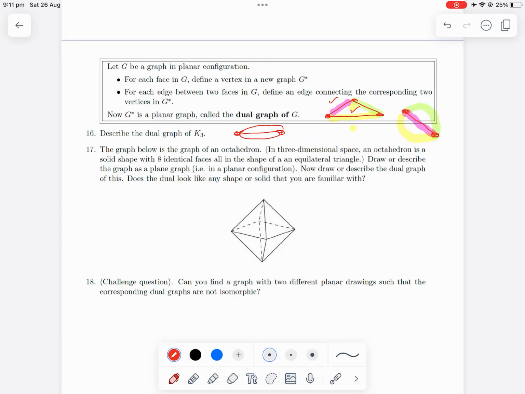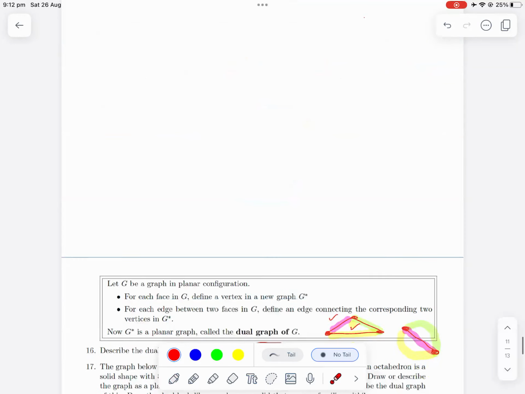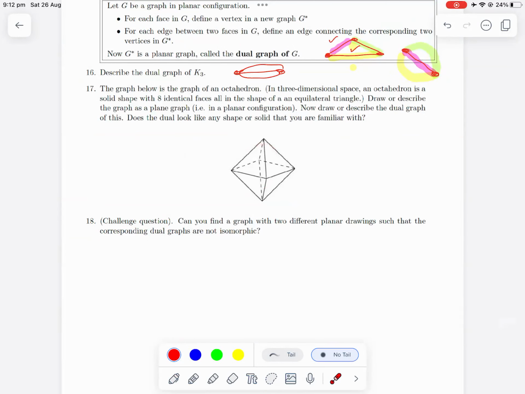Okay. Now, question 17. The graph below is a graph of an octahedron in three-dimensional space. An octahedron is a solid. I was searching for this actually. So 1, 2, 3, 4. So 4 faces there and 4 faces down. So octahedron. I was actually searching for the one with the 12 faces. I don't remember the name. Okay, so there are a lot of them. This is this guy.